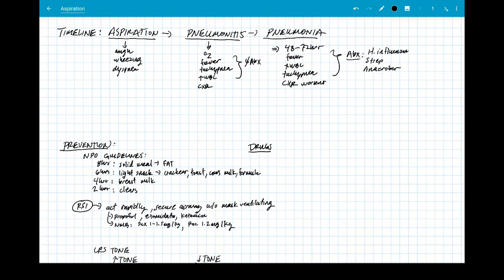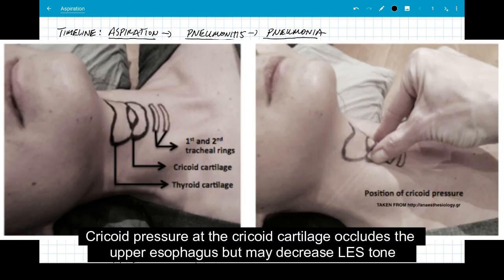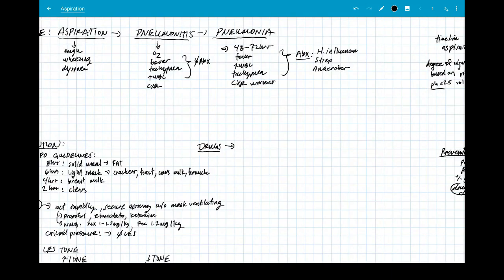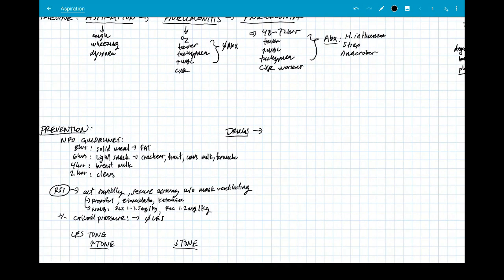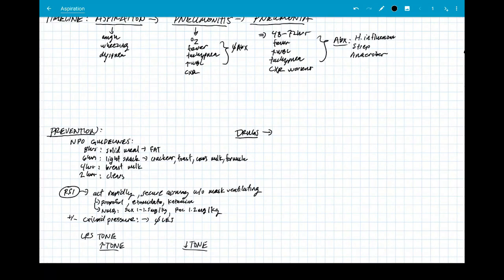The other thing that we do, evidence is for and against it, is cricoid pressure. Cricoid pressure is direct pressure at the cricoid cartilage. It's a downward pressure. The theory is that it occludes the upper esophagus. There are drugs that you can give if you're worried about patients having an aspiration event, but the ASA does not recommend routine use.